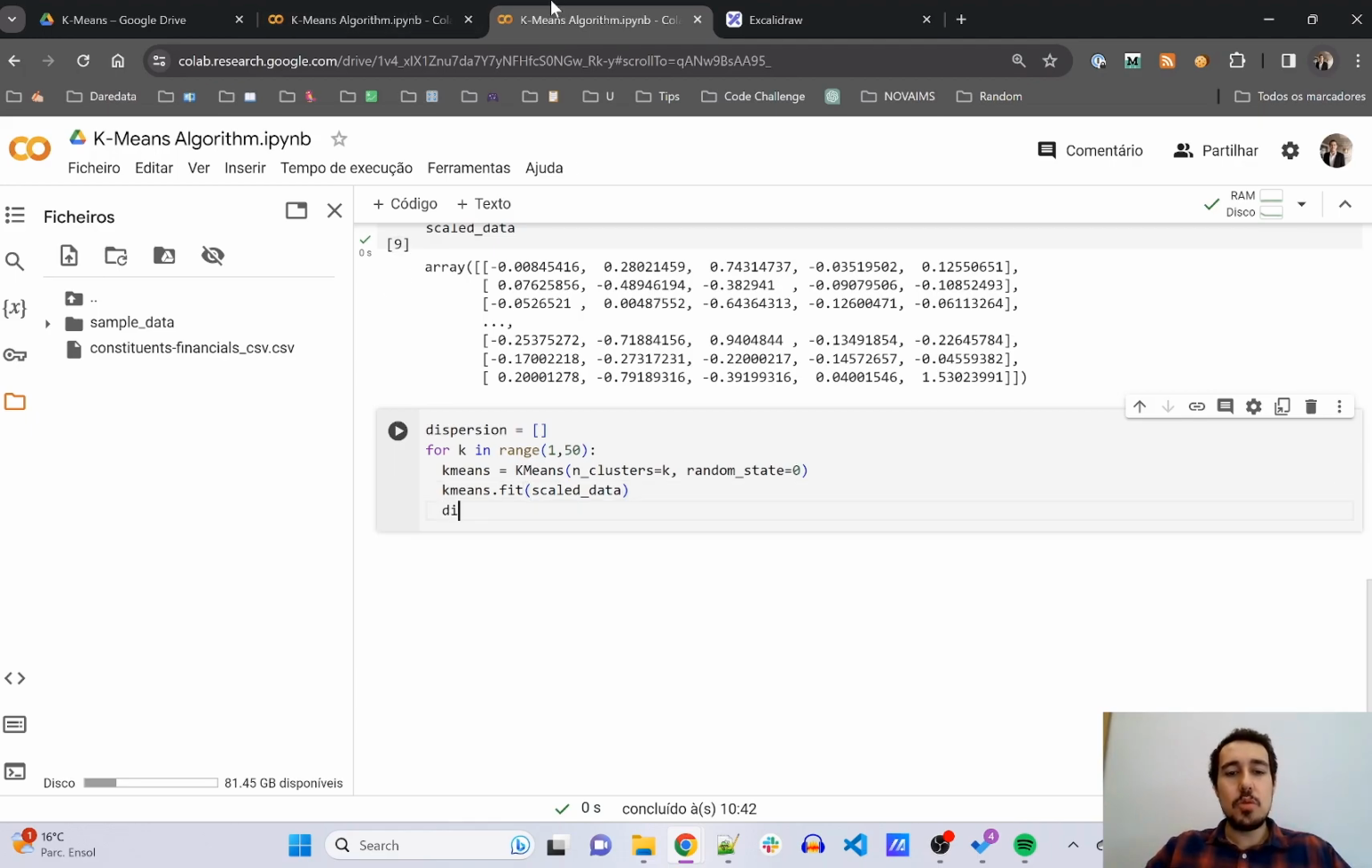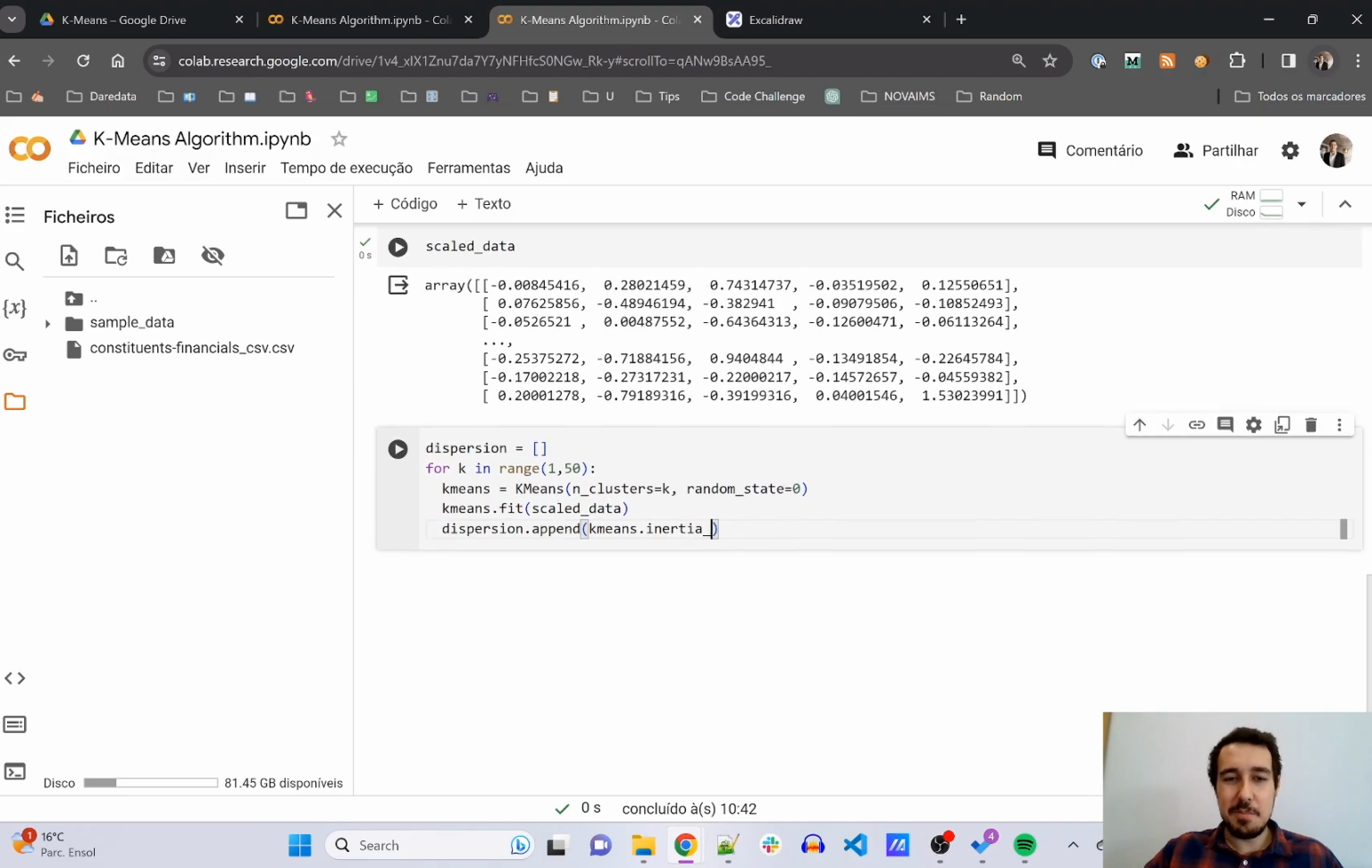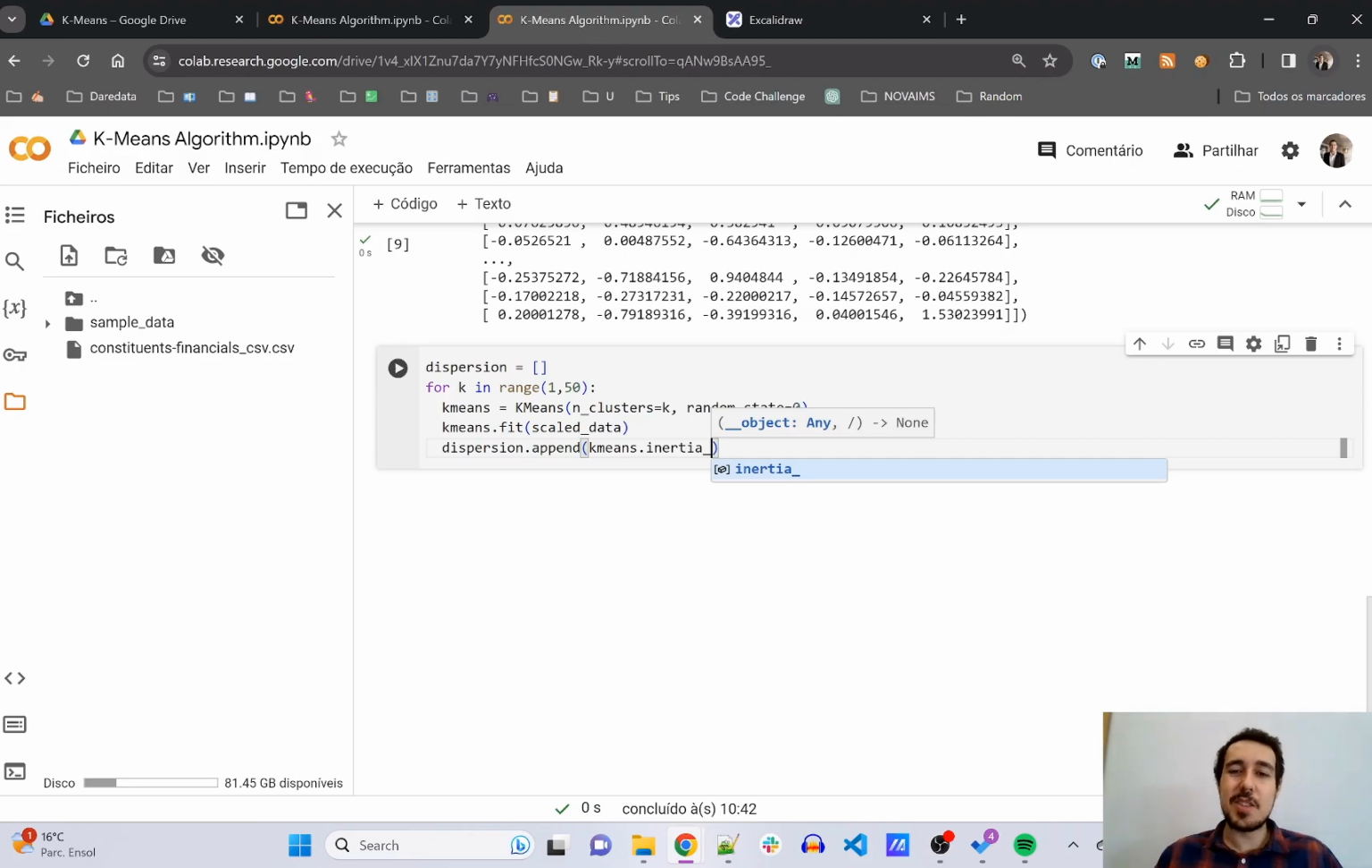And now what I'll want to do is the dispersion. I'm going to append KMeans dot inertia. I don't know why they call it inertia. I really don't like the name. I would prefer another one, but whatever. Let's call it inertia. So inertia is the distance between every data point and the centroid that they have been allocated to in the end of the solution.